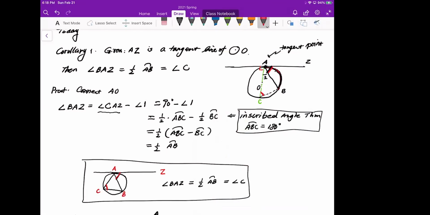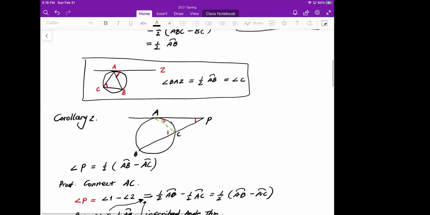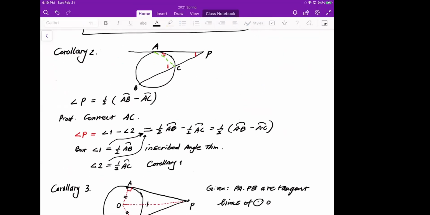Okay, how do we prove this? Let's take a quick look. Oh, we use the right angle, right? So the first one is 90 degrees minus angle one, and angle one corresponds to half of the arc BC, right? And then use half of the circle minus that. Okay, very good.